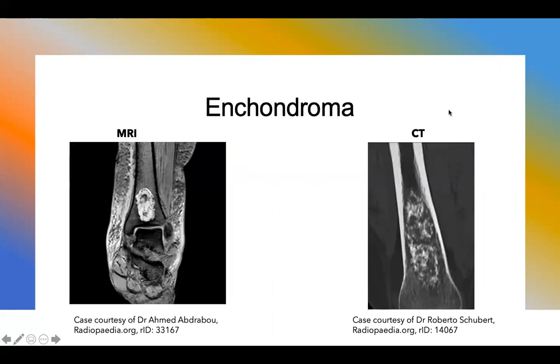On the right, we can see a pathognomonic case of an enchondroma with the tumor calcification, the cartilaginous calcification, and on the left, an expected bright T2 weighted signal intensity image of an enchondroma of the metaphysis of the tibia.